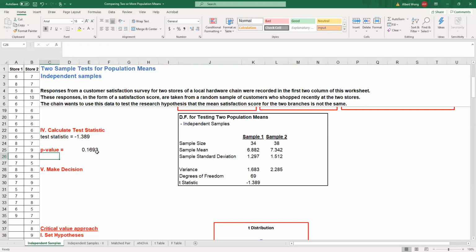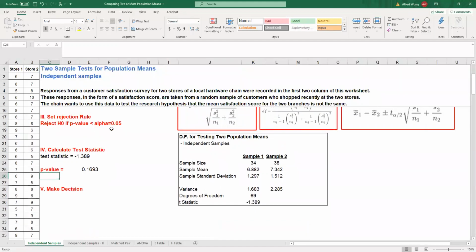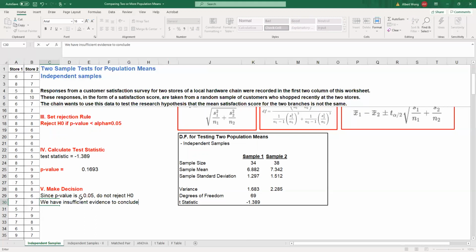And so therefore, because the p-value is not less than 0.05, we would not reject. So we say since the p-value is not less than 0.05, we do not reject H0. And as we always do, we say we have insufficient evidence. If you reject, we say sufficient evidence. If we do not reject, we say insufficient evidence to conclude. And the conclusion is always about HA.